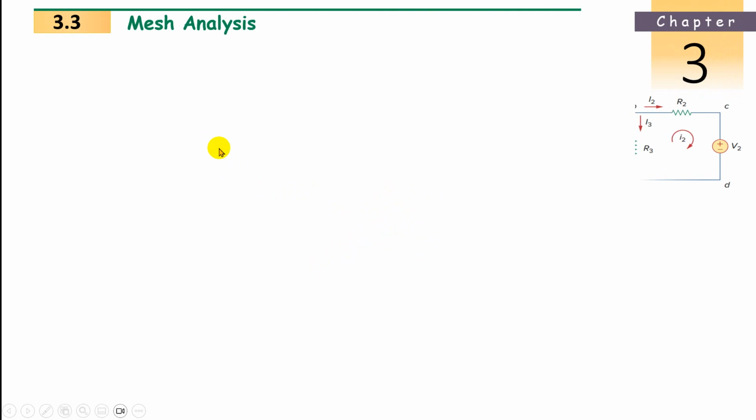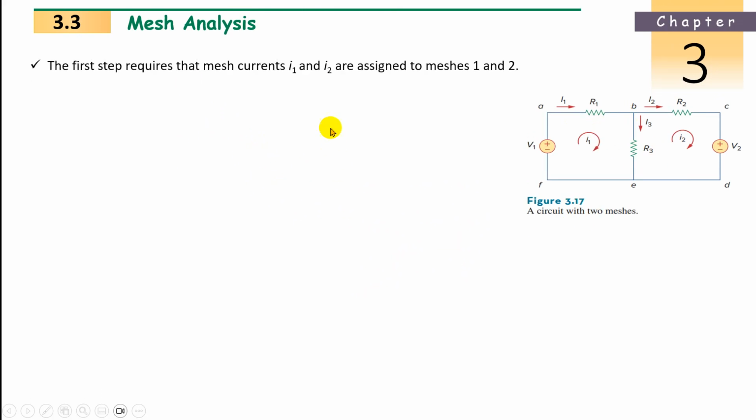Let's see one example. We are continuing how to solve. Once you get the mesh equations, you have to solve them to get the currents. The first step requires that mesh currents I1, I2 are assigned to mesh 1 and 2. Capital I1 is the current in the resistance R1, capital I2 is the current in the resistance R2, capital I3 is the current in the resistance R3.